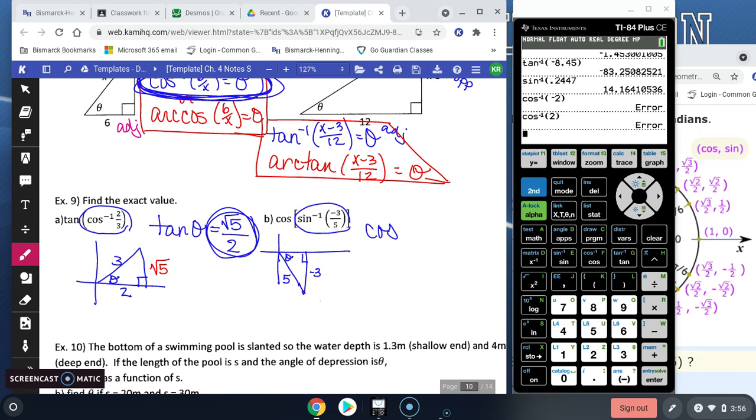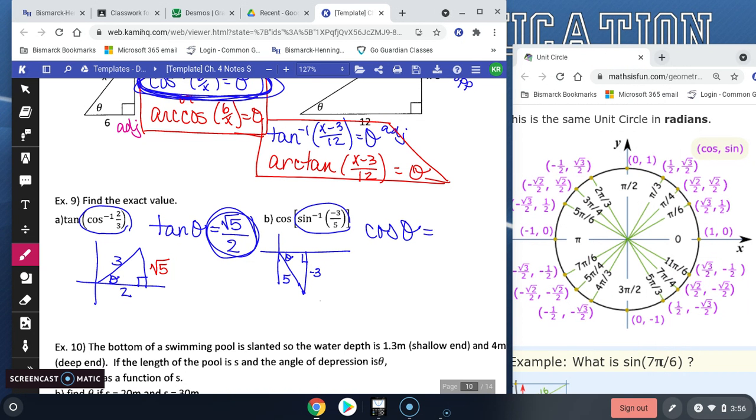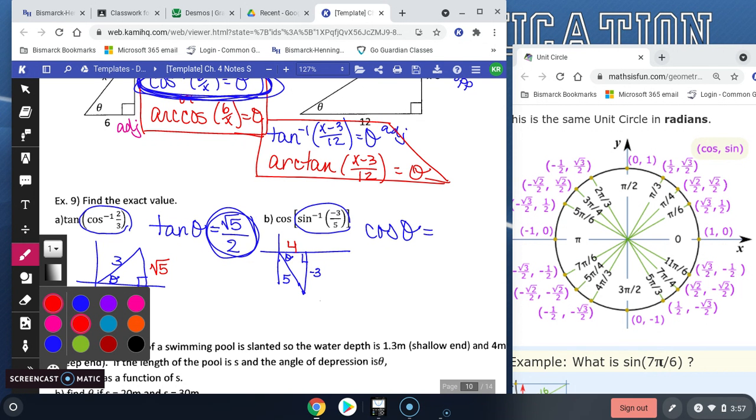So we want to know cosine of theta. Again, we need that missing side. You can do the Pythagorean theorem, or if you recognize this as a Pythagorean triple, it's 3, 4, 5. So now cosine of this angle measure would be adjacent 4 over hypotenuse 5. So there's your answer, 4/5.